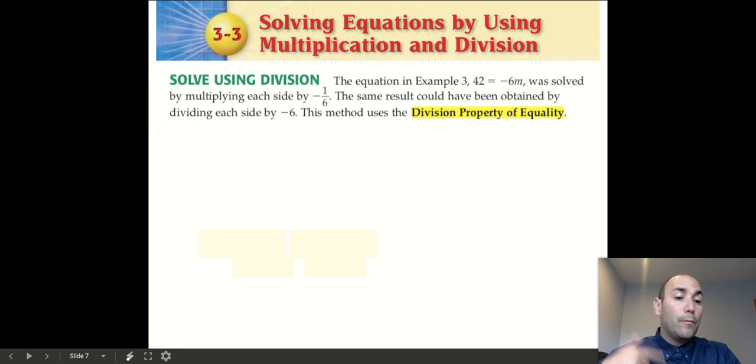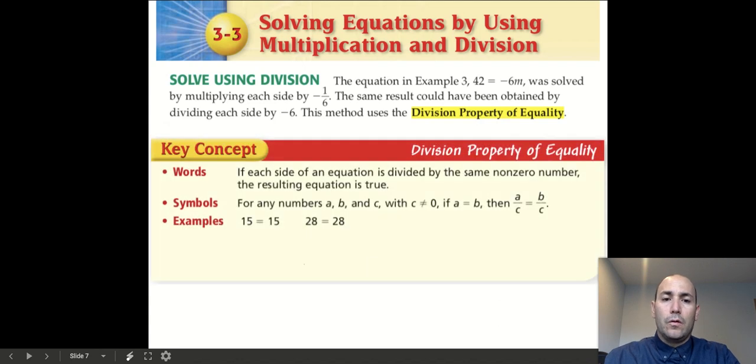So we've worked on using multiplication. Now we're going to use division. So we're going to use the division property of equality. Here's our key concept: same idea as with addition, subtraction, and multiplication, the division property of equality works the same way. As long as each side of the equation is divided by the same value, the resulting equation will always be true.